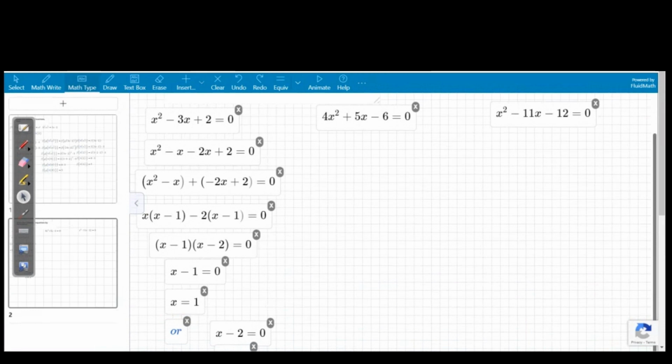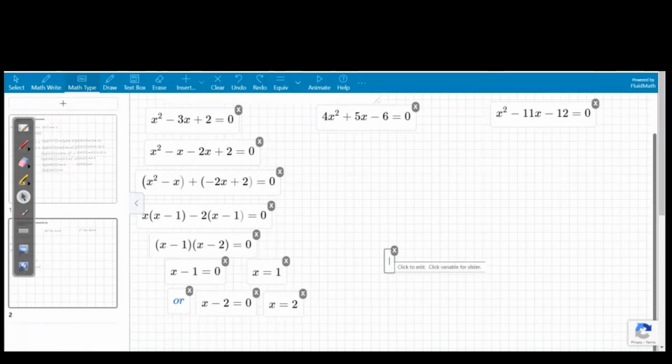Let me just push these ones up here so that we could see the solution. Good. Okay, so this is our solution for the very first one.